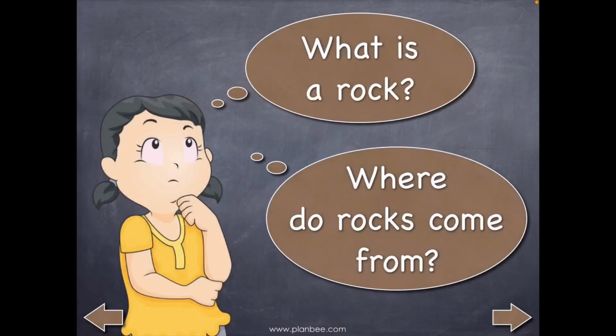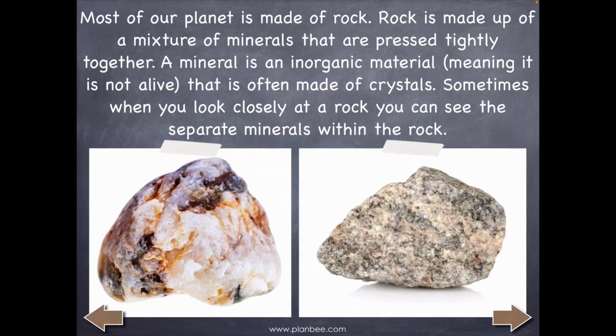Today we're going to think a little bit about what a rock is, and where different types of rocks come from. Most of our planet is made of rock. Rock is made up of a mixture of minerals that are pressed tightly together. A mineral is an inorganic material, which means that it is not alive, that is often made of crystals. Sometimes when you look closely at a rock, you can see the separate minerals within the rock.